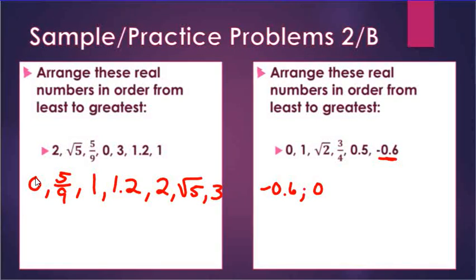Square root of 2. Well, 1 times 1 is 1, and 2 times 2 is 4, so I know it has to be between 1 and 2. That's bigger than 3/4, bigger than half, and bigger than 1. So our next one will have to be 0.5. Then we would have 3/4, then 1, and then our biggest number would be the square root of 2.